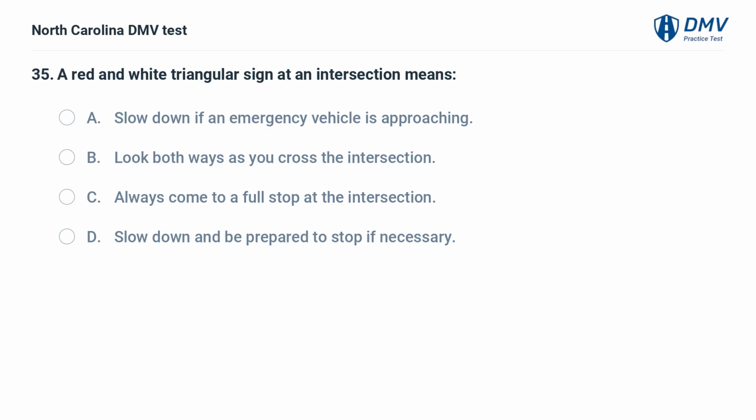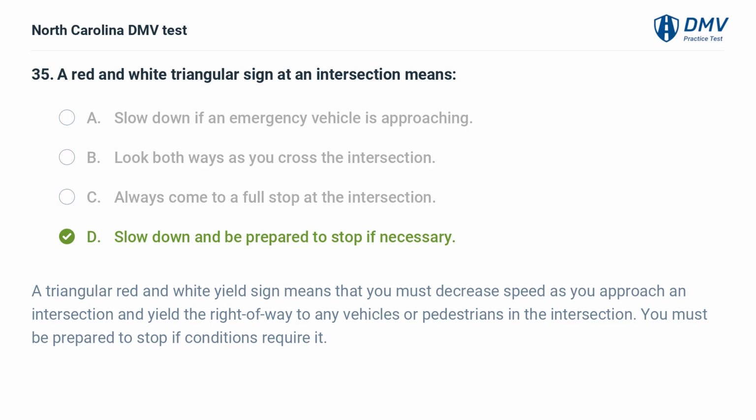A red and white triangular sign at an intersection means A. Slow down if an emergency vehicle is approaching. B. Look both ways as you cross the intersection. C. Always come to a full stop at the intersection. D. Slow down and be prepared to stop if necessary. D. Slow down and be prepared to stop if necessary. A triangular red and white yield sign means that you must decrease speed as you approach an intersection and yield the right of way to any vehicles or pedestrians in the intersection. You must be prepared to stop if conditions require it.